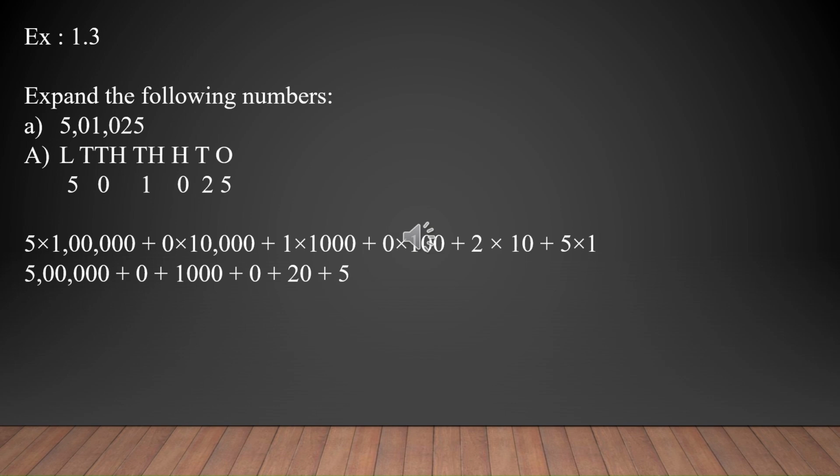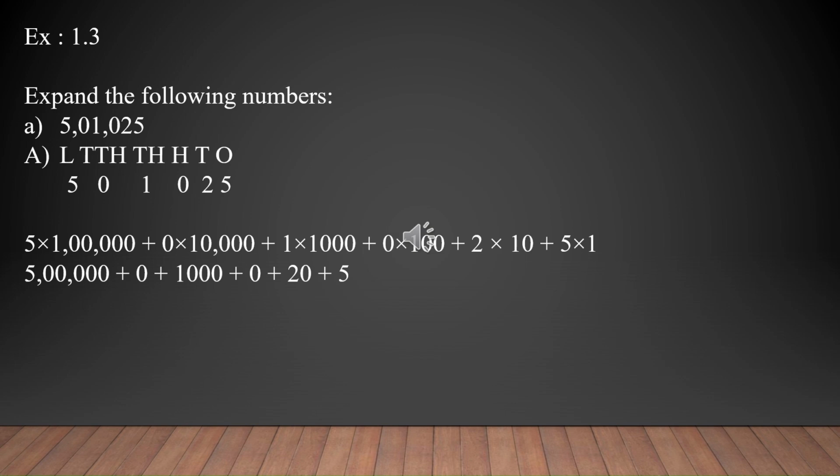Here there is one example given to you. Expand the following number. The number given to you is 5,01,025. First, place the digits in its place values. 5 is in ones place, 2 is in tens place, 0 is in hundreds, 1 is in thousands place, 0 is in 10,000 place, and 5 is in lakhs place.